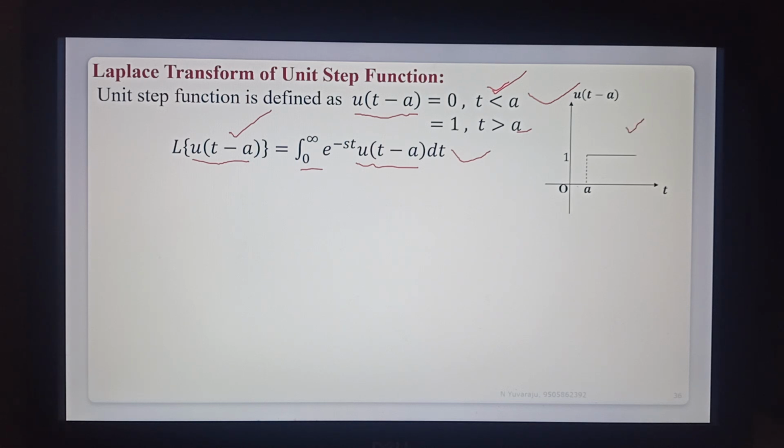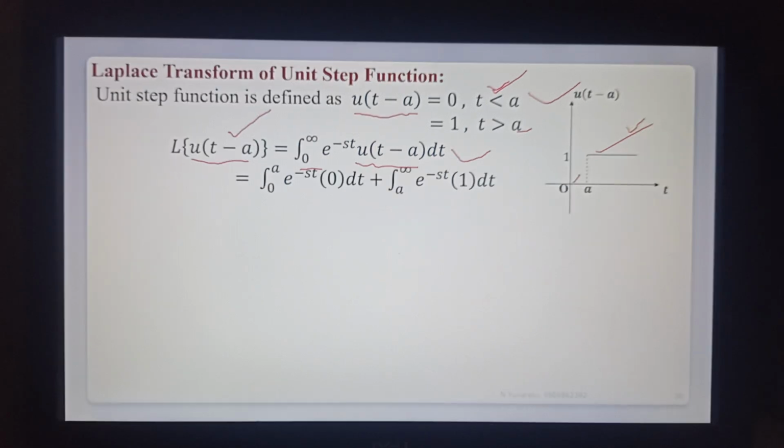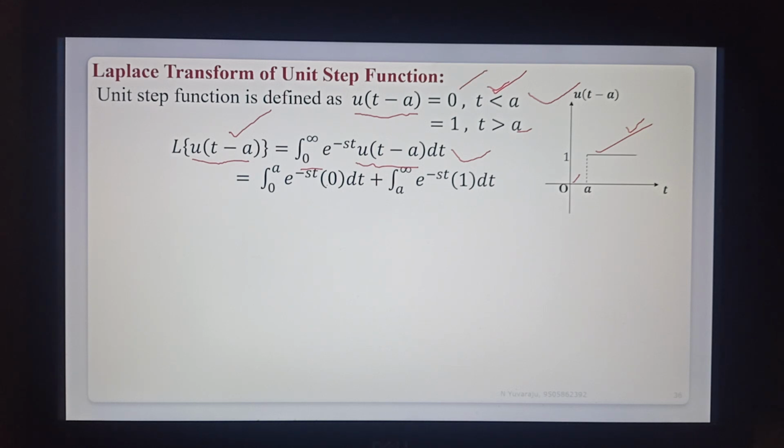From 0 to a the value is 0, and from a to infinity the value is 1. So see the integration here. First, from 0 to a, u of t minus a has value 0, so that part is 0. Plus the integration from a to infinity, where u of t minus a is equal to 1. So this value is 0. Now finding this integration, e power minus st integrates to e power minus st by minus s, with limits a to infinity.